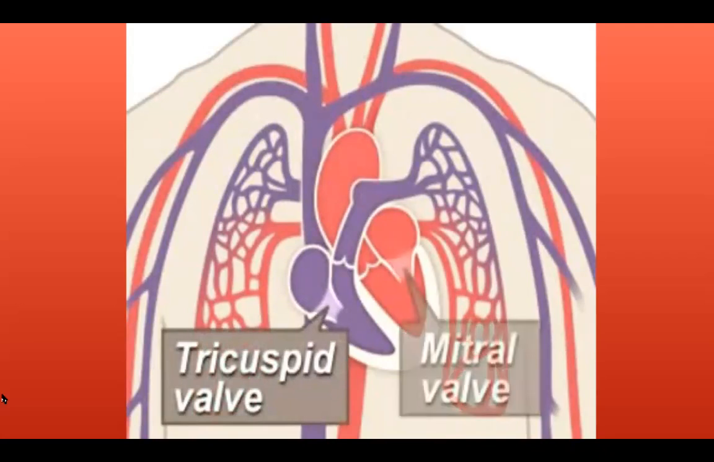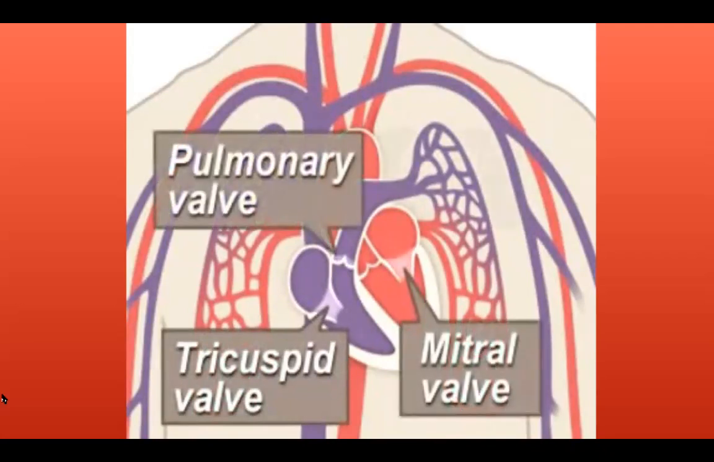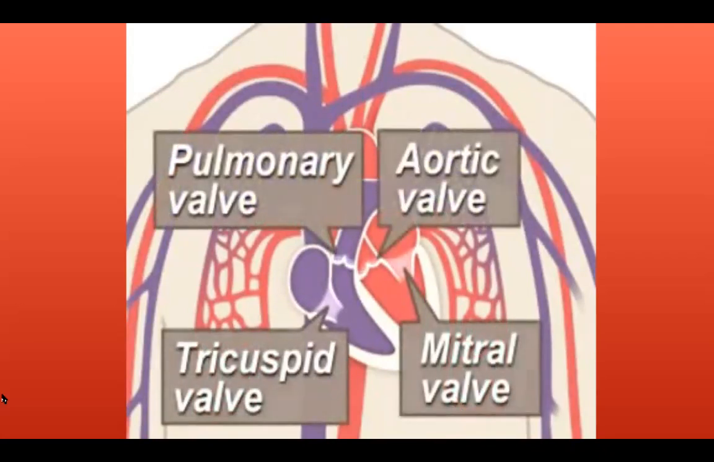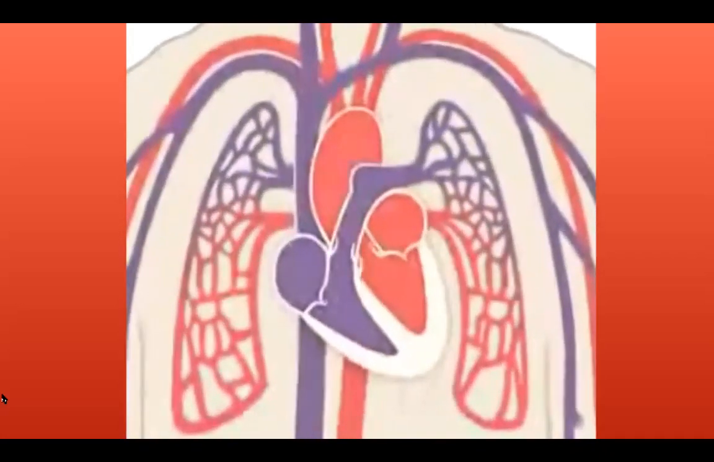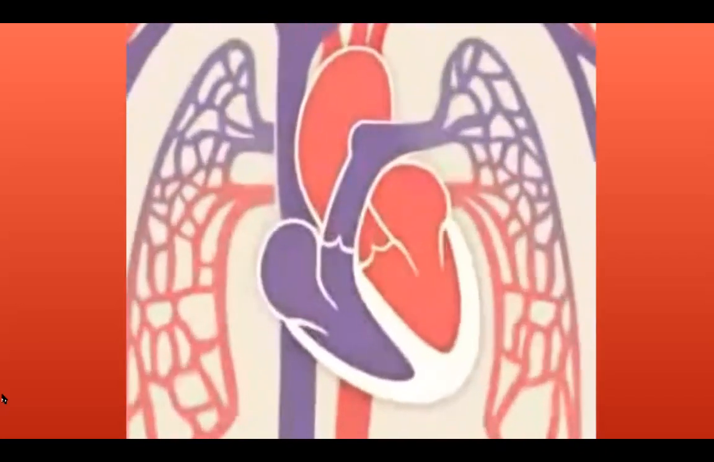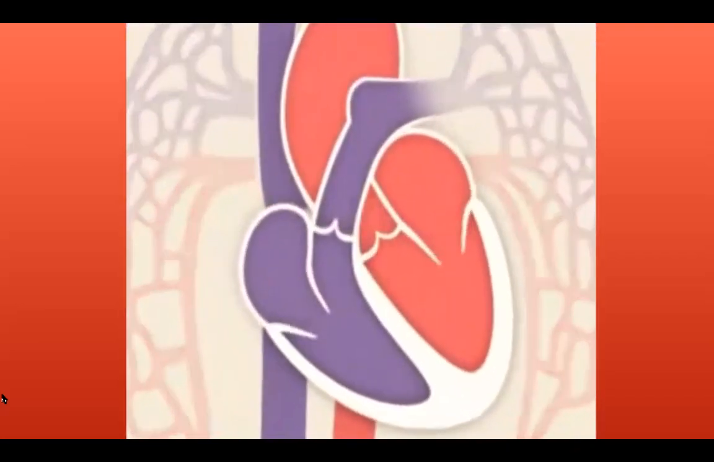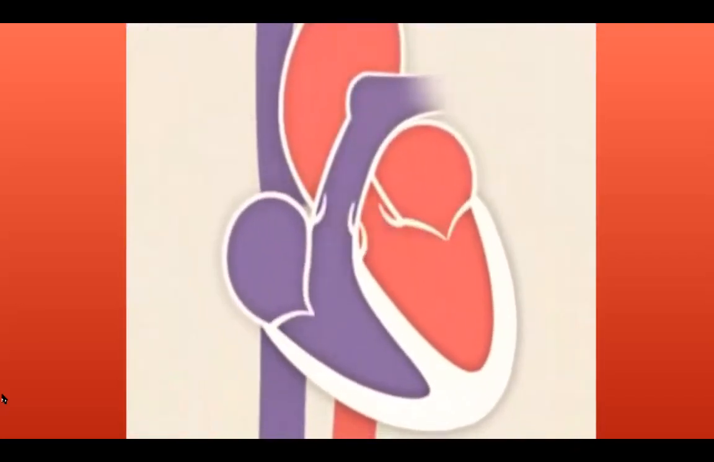The tricuspid, mitral, pulmonary, and aortic valves work like gates on a fence. They open only one way and only when pushed on. Each valve opens and closes once per heartbeat, or about once every second.